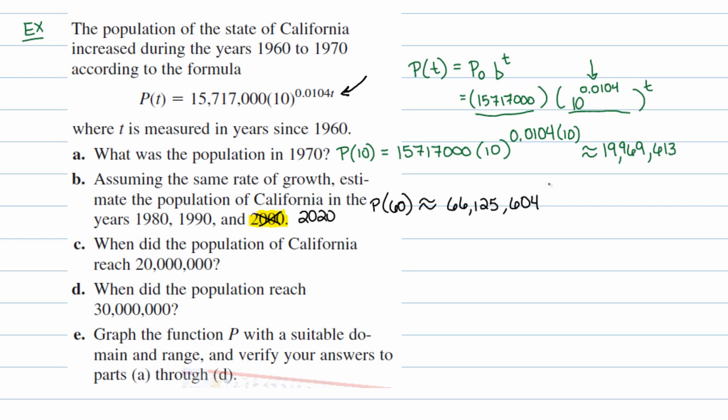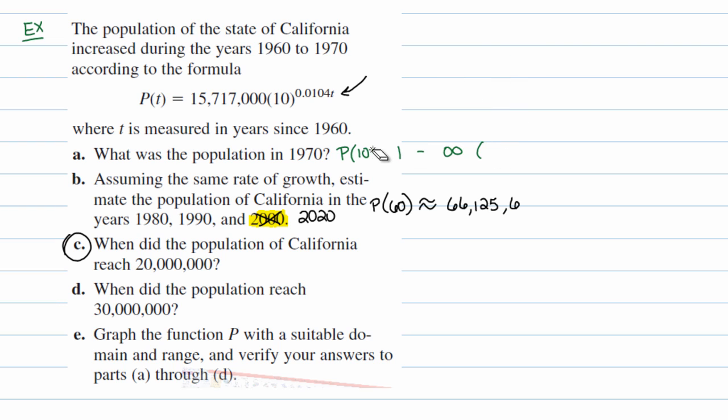Okay, on we go to part C here. When did the population reach 20 million people? Let me erase all my work here so that I have some room to work. I want to know when the population reached 20 million. Well, that means let the population be 20 million.